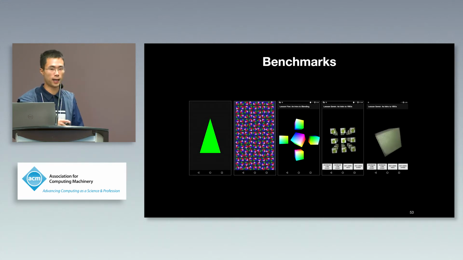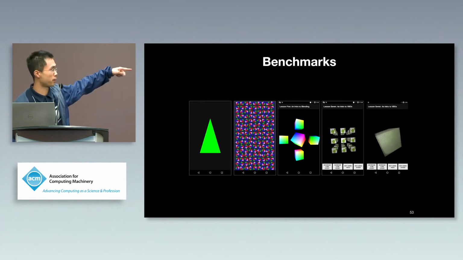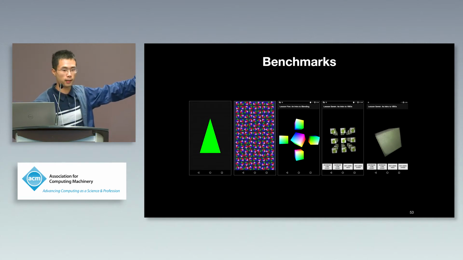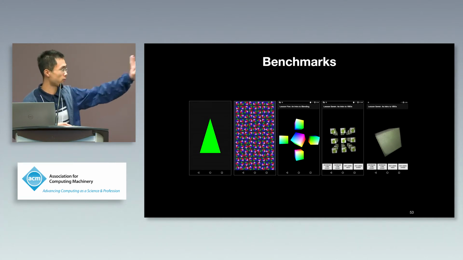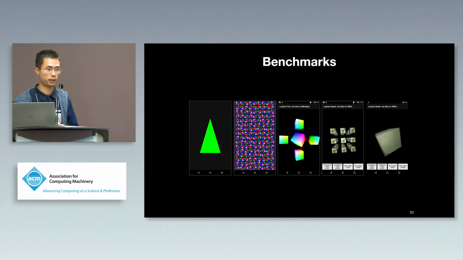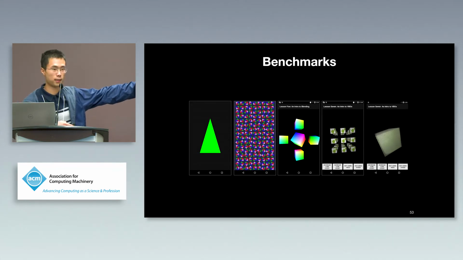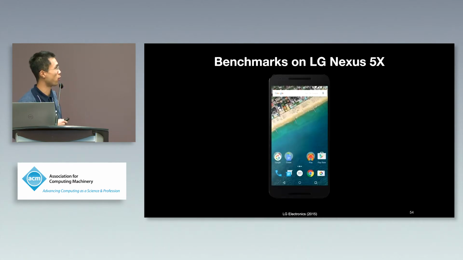We test Milkomeda's performance using these benchmarks. On the left side are some simple benchmarks. On the right side are benchmarks that are very demanding. They stress the GPU. For example, this one has 64,000 cubes, and each of them has a texture. They're rotating. We test all the benchmarks on an LG Nexus 5X.